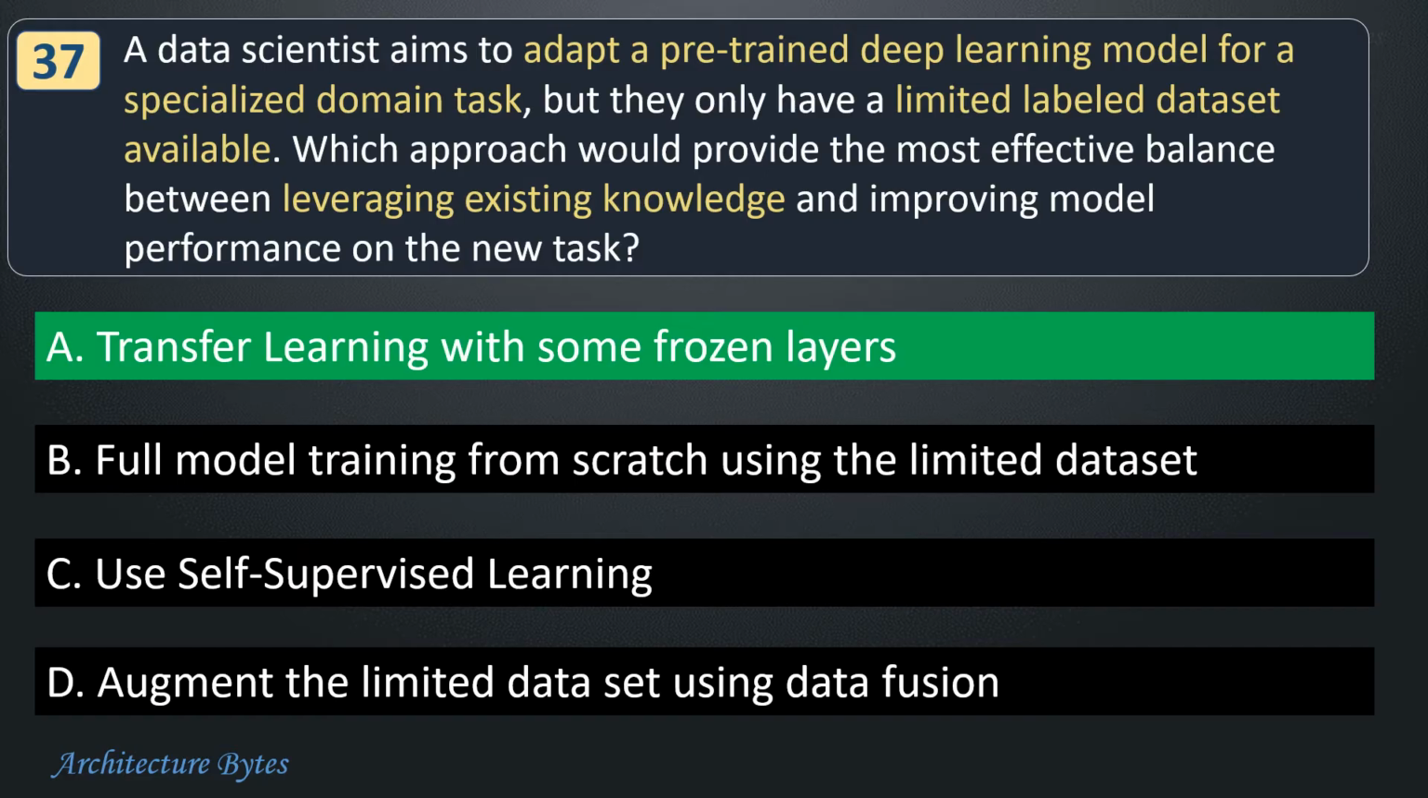Option C, self-supervised learning, learns representations from unlabeled data through self-generated tasks. However, it typically requires substantial unlabeled data and may not adapt well to this specific task. Option D, augmenting the limited dataset using data fusion, enhances the dataset by combining it with other data sources or transformations. While this improves robustness, it does not leverage pre-trained knowledge effectively.